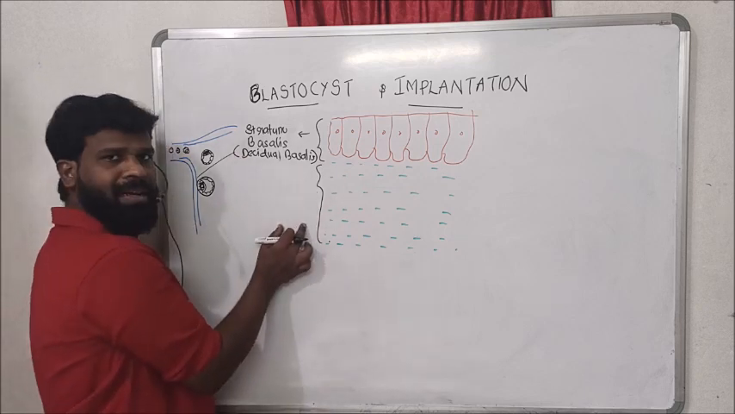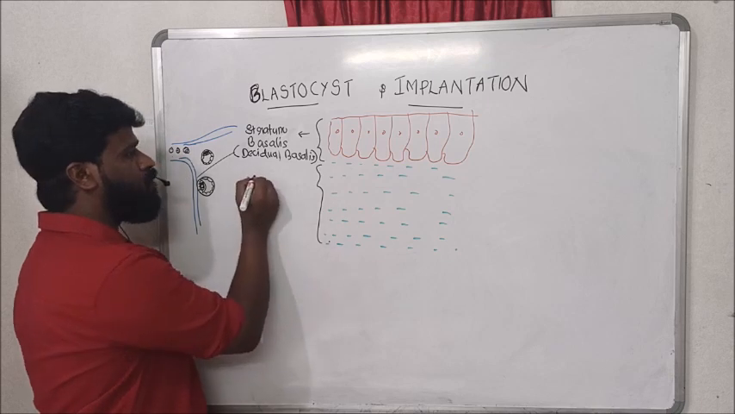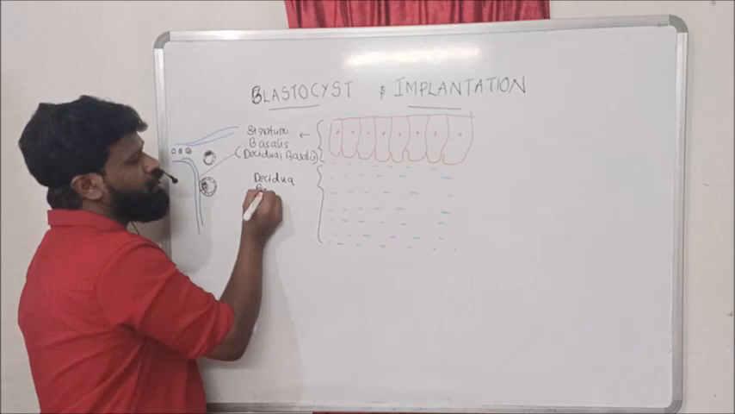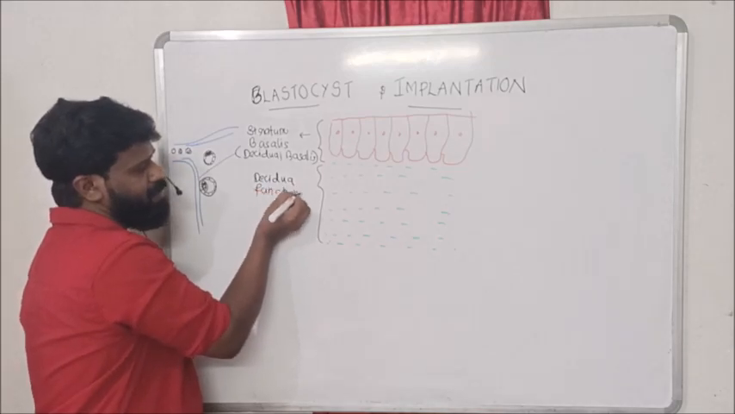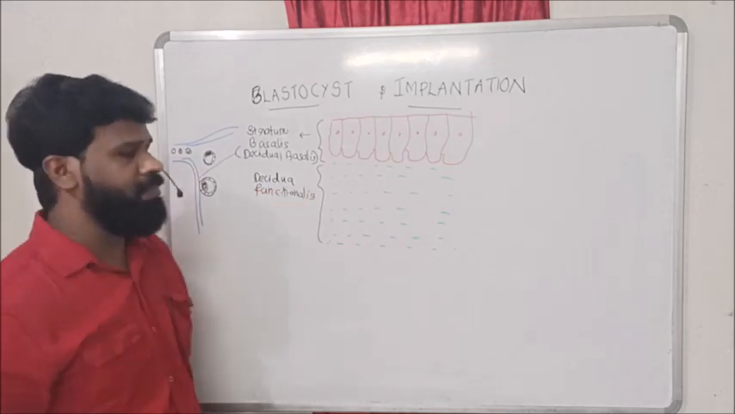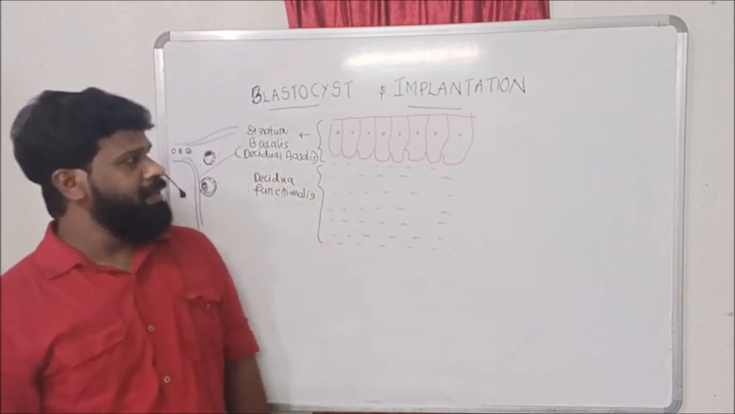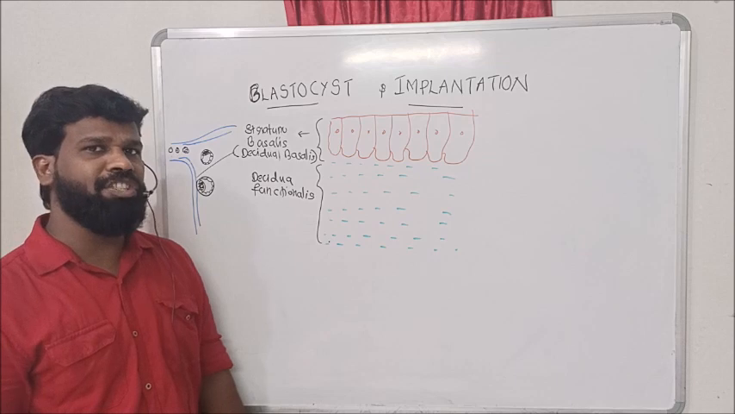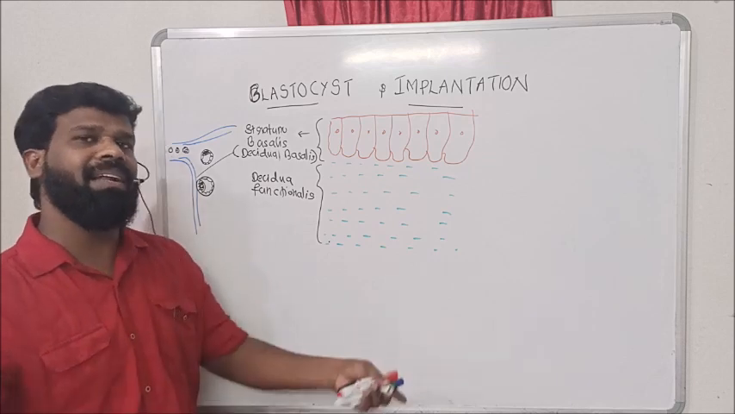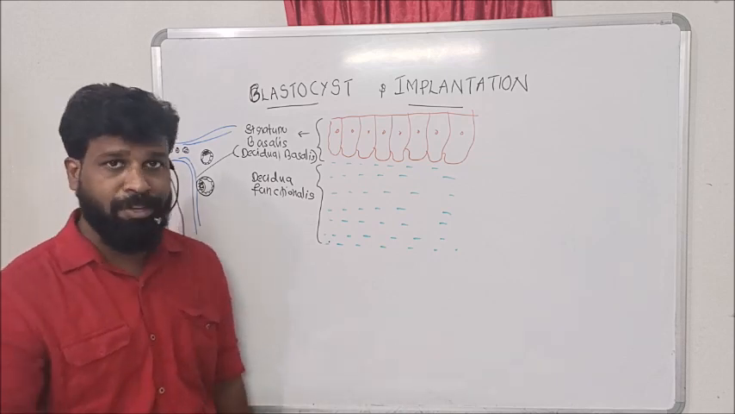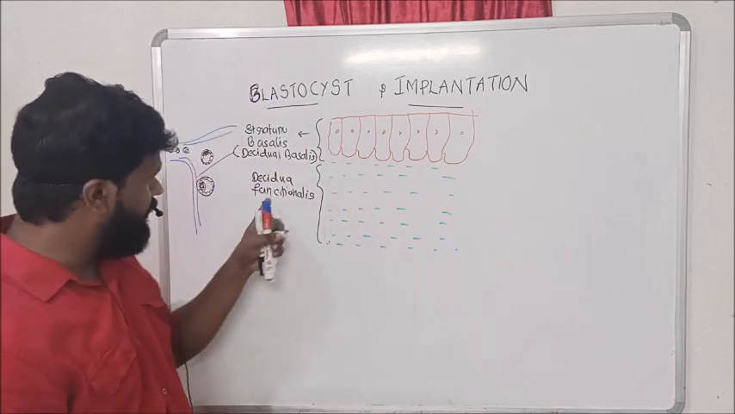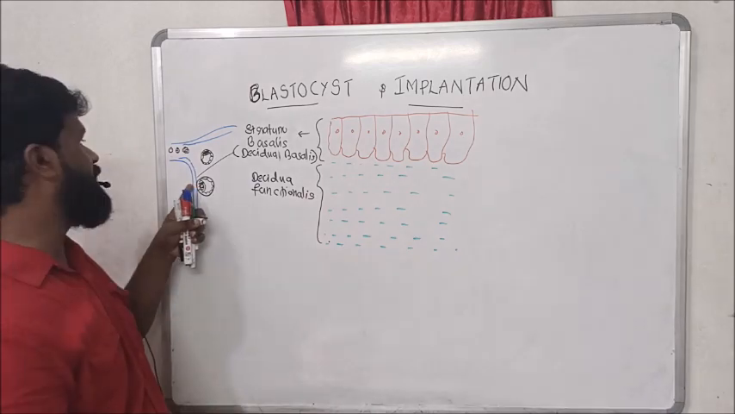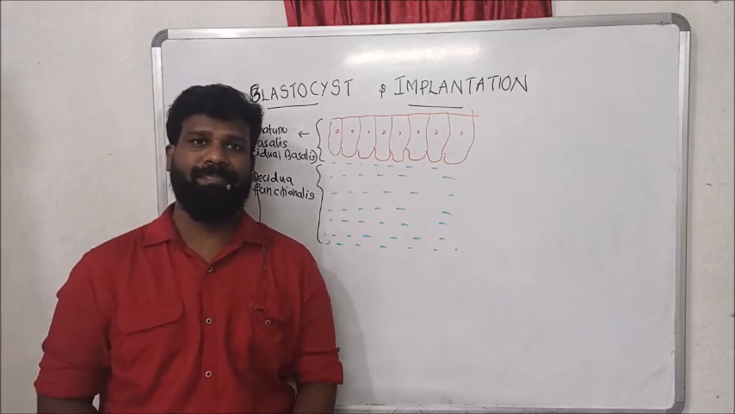And this is the inner or superficial layer. This layer is called the decidua functionalis. Due to the deficiency of progesterone, this decidua functionalis sloughs off and is released from the uterus during menstruation. Anyway, this is the decidua functionalis and this one is the decidua basalis. These are the two layers of the endometrium of the uterus.